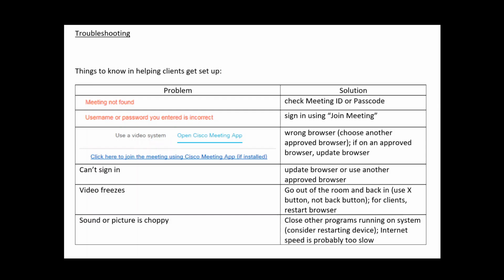Here are some troubleshooting tips to assist you in helping your client with connection problems. In addition to this information, which is found in the written version of the telehealth tutorial, you can find information about how to set up group or family therapy rooms, as well as other information not covered in this video.